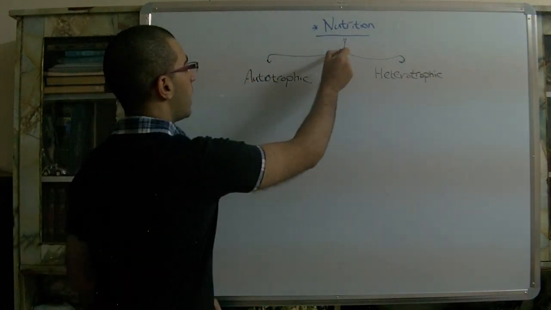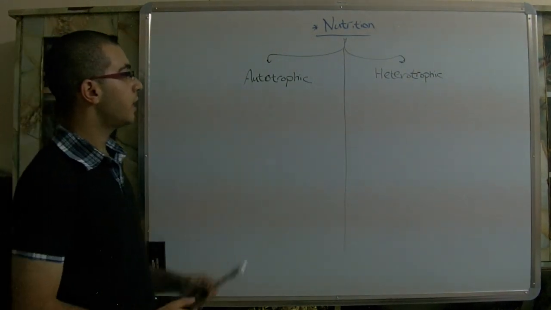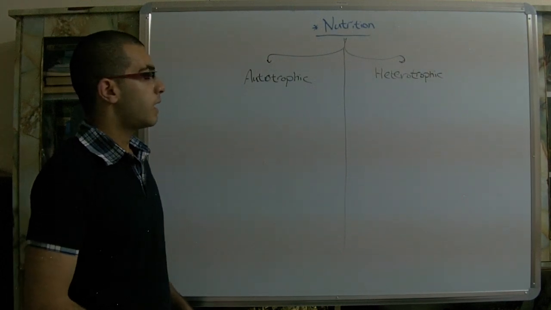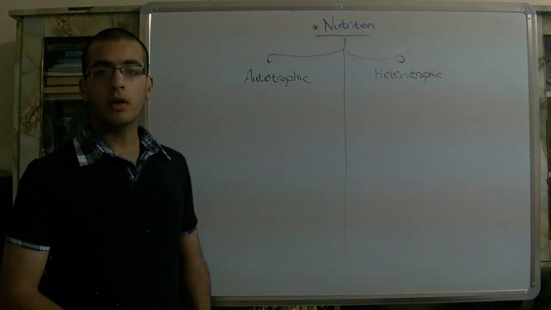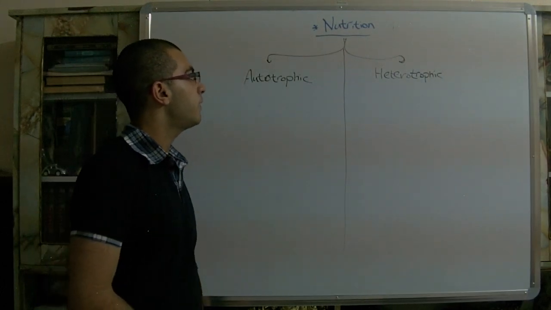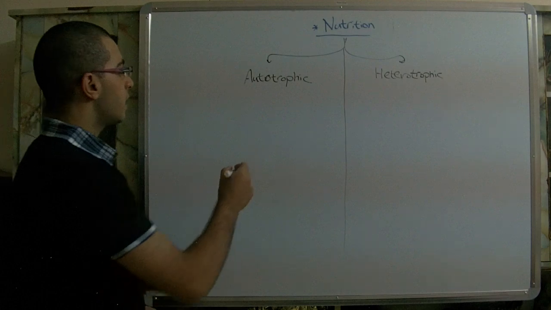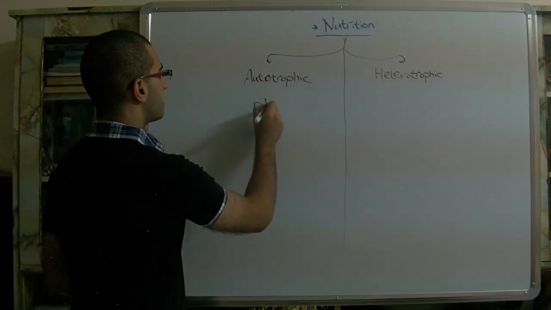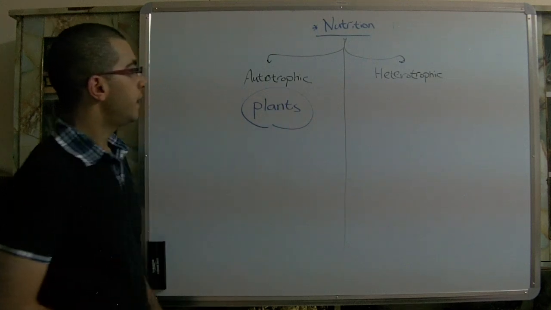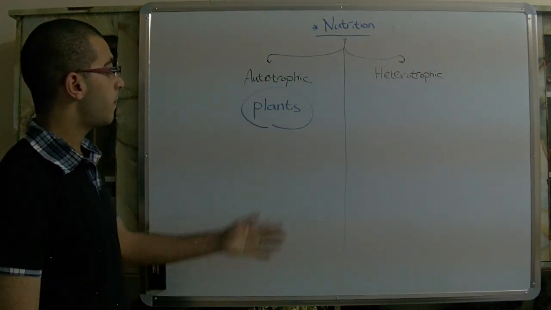First, we will talk about the autotrophic kind. So that the autotrophic living organism is a living organism that doesn't depend on other living organisms in order to obtain its own food, and it manufactures its own food by itself. And we have here plants in this type of nutrition.